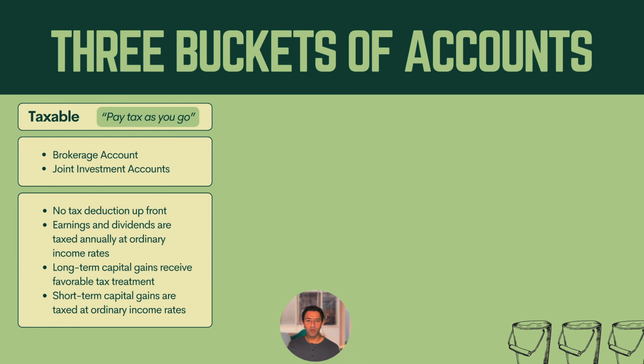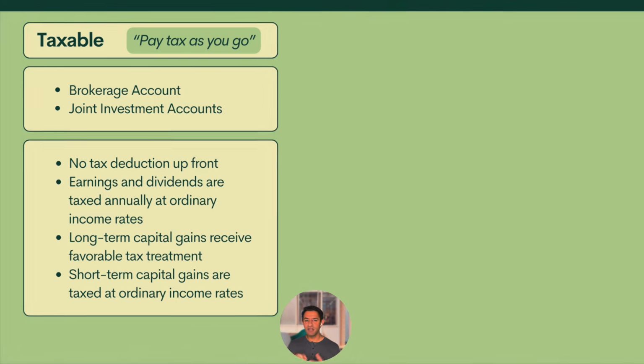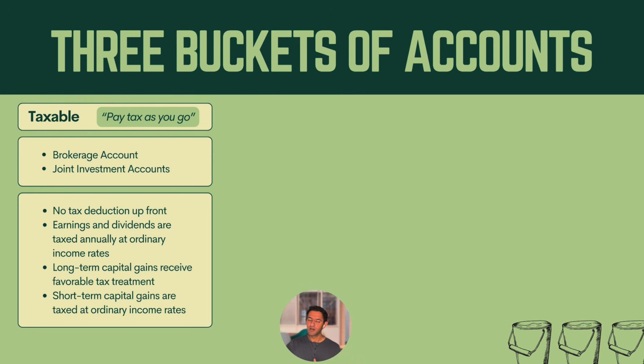For the taxable account, we'll use just a simple brokerage account as an example. In a brokerage account, you're using after-tax dollars. So these are dollars that are not excluded from your taxable income. So you made some money, you put some money in a brokerage account, you'll still get taxed on that if it was income in that year.